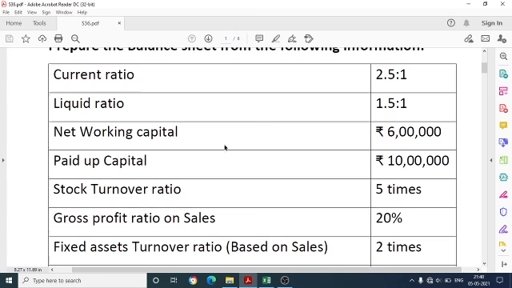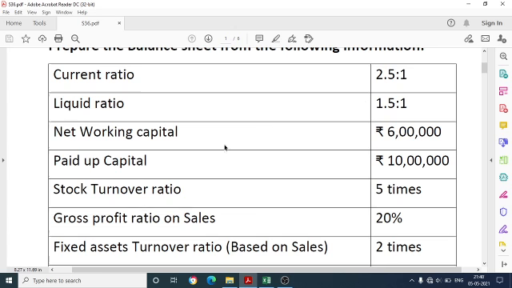So once you get sales, fixed asset turnover ratio means sales upon fixed assets. So the ratio is given, the sales value you will get here, and definitely you can calculate the fixed assets. So that is one component of the asset side. Next, debtors turnover ratio. The formula is sales upon closing debtors. In the same way, the sales will help us here also to calculate debtors.